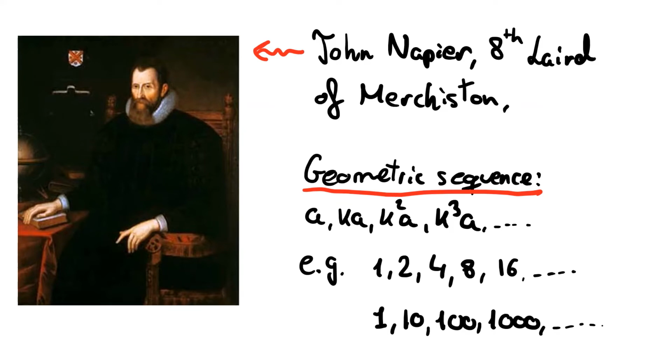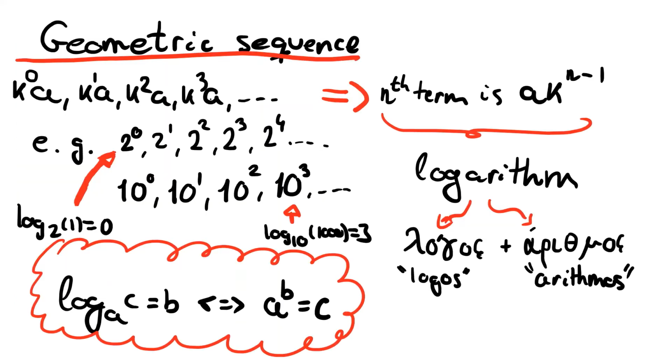is a geometric sequence in which each term is 2 times the previous one. Likewise, 1, 10, 100, 1000, etc. is a geometric sequence in which each term is 10 times the previous one. Now, let's write this as 2 to the power of 0, 2 to the power of 1, 2 to the power of 2, and so on, and respectively 10 to the power of 0, 10 to the power of 1, 10 to the power of 2, etc. We can see that the nth term is going to be a multiplied by k, n minus 1 times. That is a times k to the power of n minus 1.